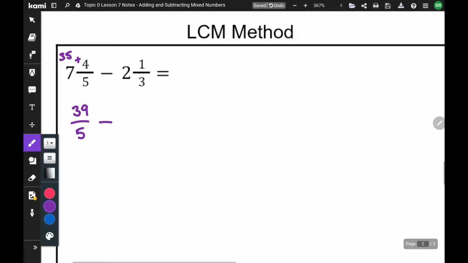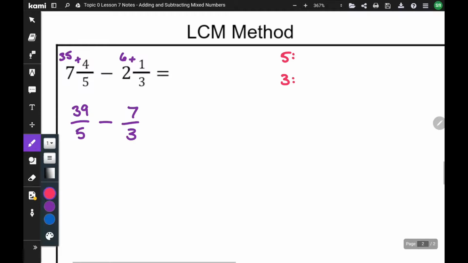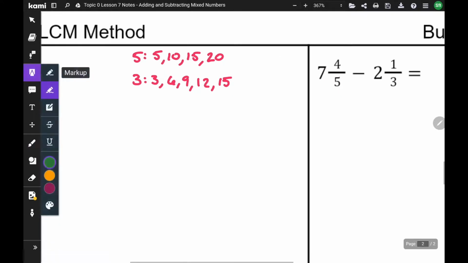Minus, same process over here. 3 times 2 is 6. Plus the 1 gives me a 7/3. All right, now I follow that same process as before. I'm going to list out my multiples of 5 and multiples of 3. This is one where you may just know it right off the top of your head, which is awesome. But I'm going to start off by counting by those numbers until I find one that's going to be in both lists. And then I go to the other one, 3, 6, 9, 12, and I see 15 is in both of them. Okay, so I'm looking at 15 and 15.